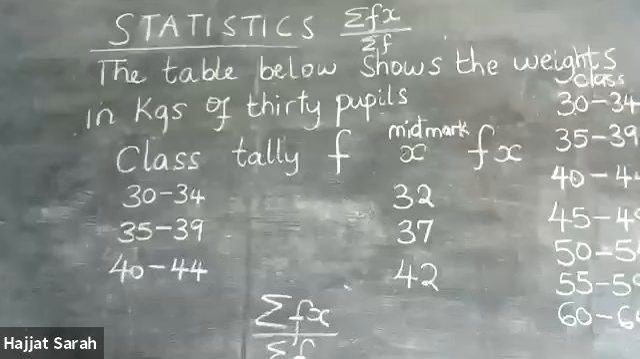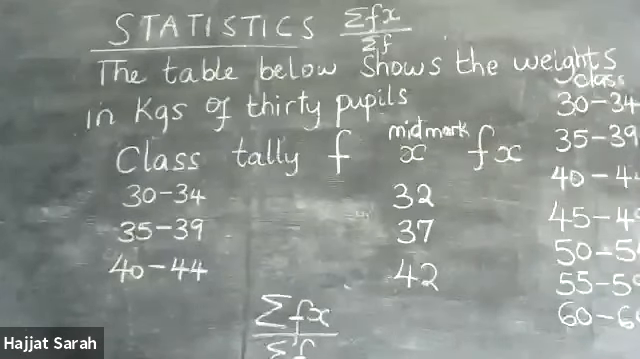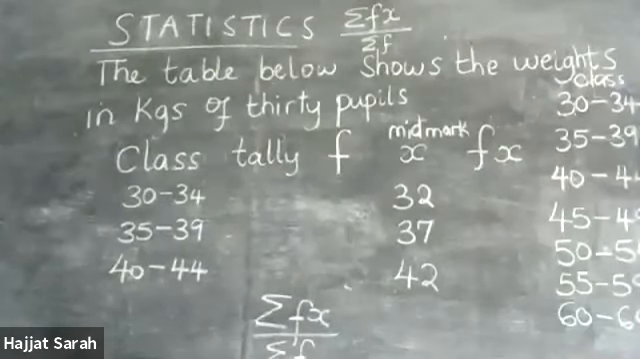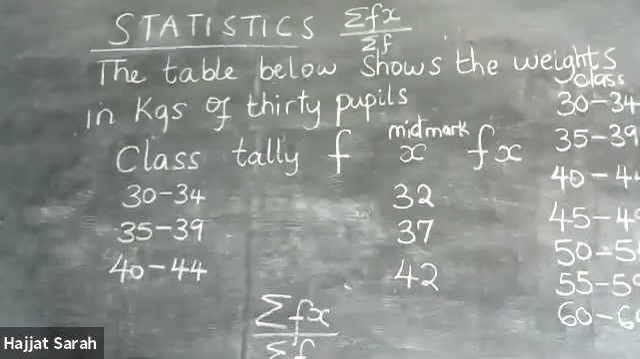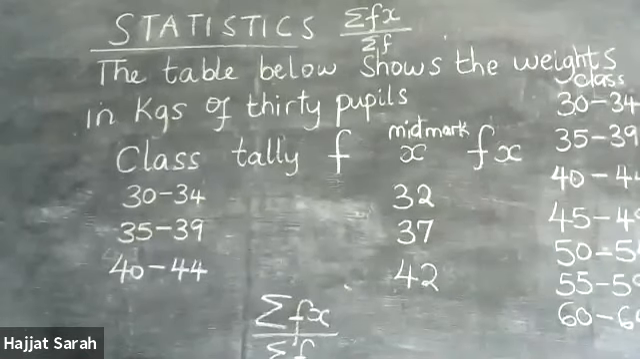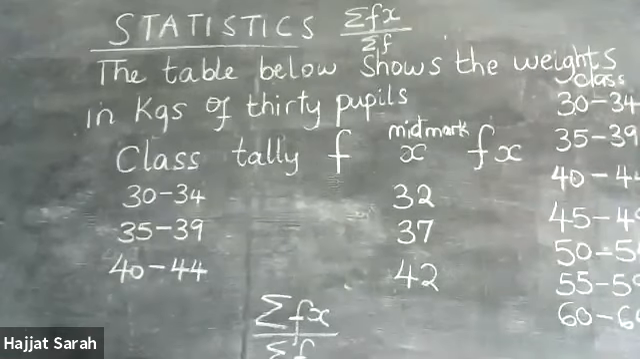You guys, it's F30. Present. You know what F means. The total summation of F would be the total number of pupils this time, and you are told that they are 30.